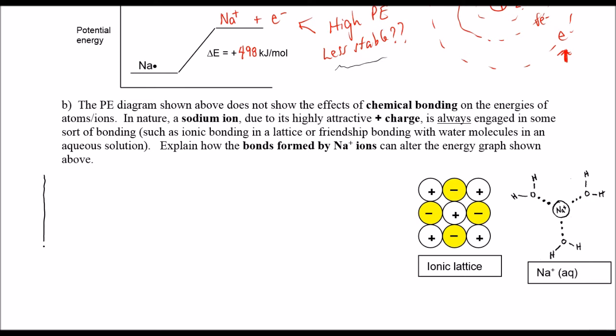So go ahead and do this with me, if you haven't already. Make a new graph of potential energy. Start kind of in the middle here this time. And let that be the Na neutral. And then consider going uphill to make the ion.